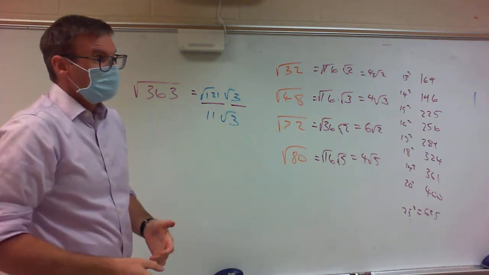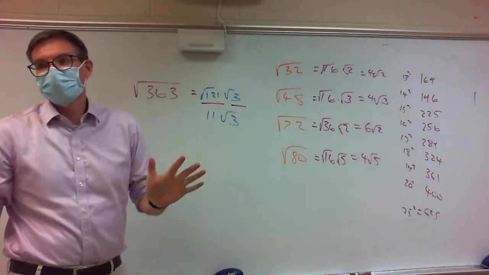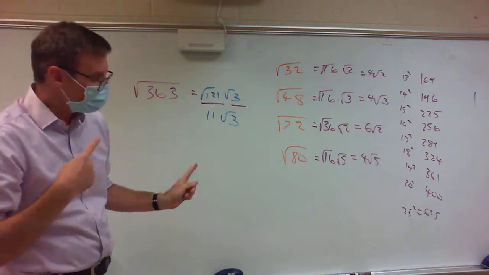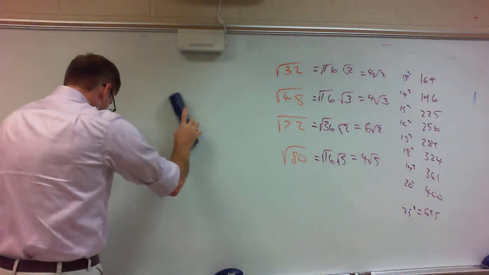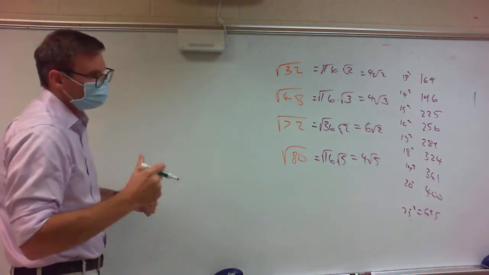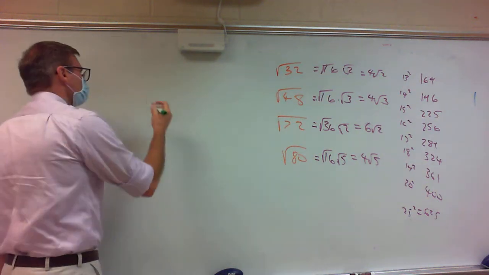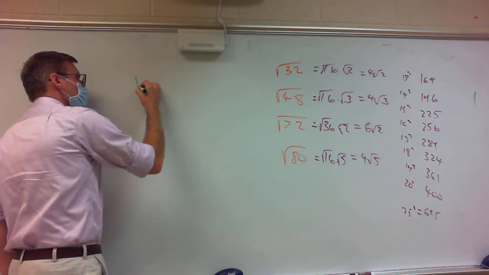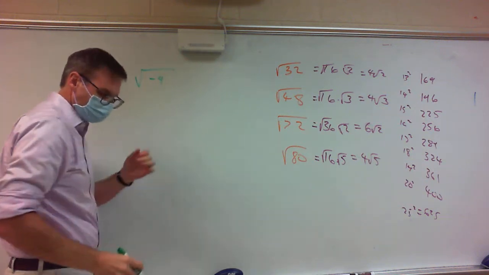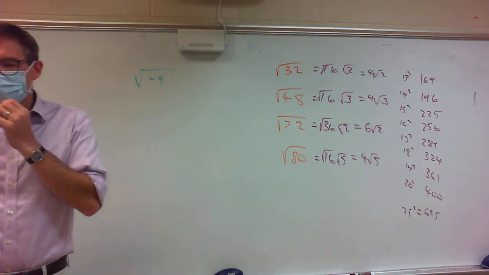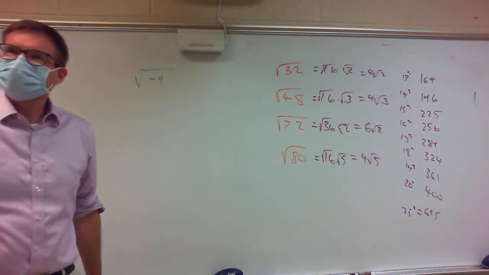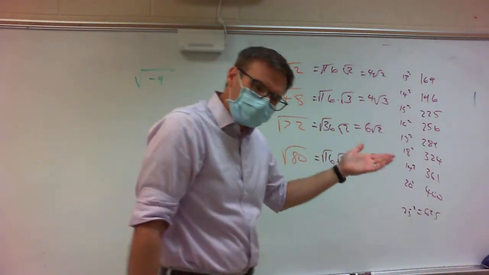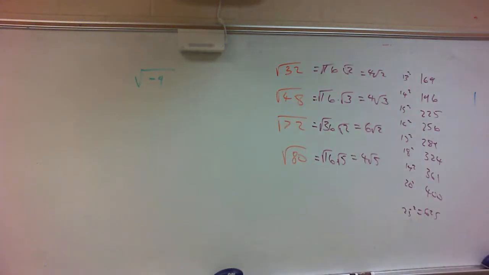All right, so that's a brief review of square roots. Now that we've talked about square roots, I need to talk about how we take the square root of something like the square root of negative 9. So, how do you do that? Well, I don't know, right? And mathematicians didn't know for a long time either.